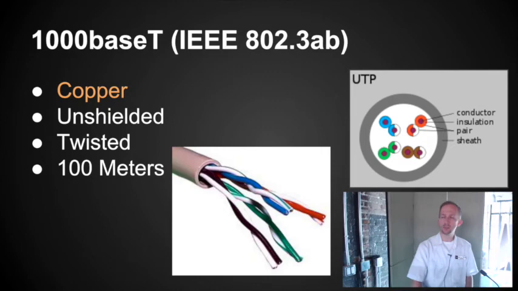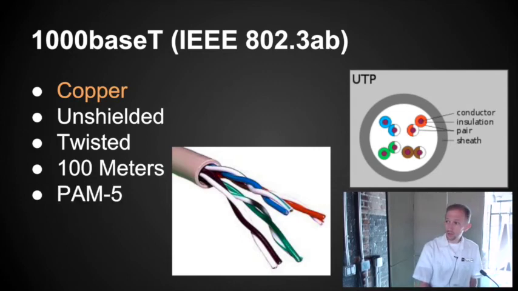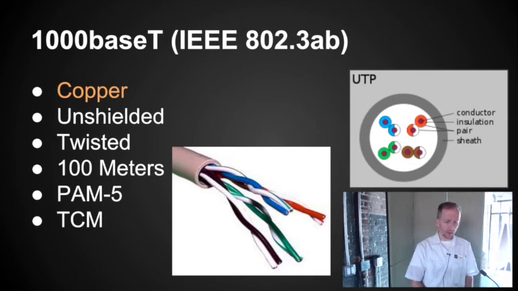After that, all bets for the spec are off. You can try to make it that length. It may have less, or maybe bad things would happen, I don't know. And then it uses PAM5, which is 5-level pulse amplitude modulation. We'll talk about that in a second. And it uses trellis coding. This is how the signal is encoded at a digital level.